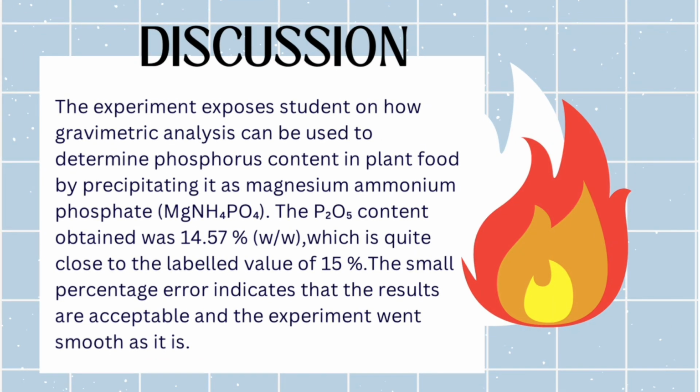And for the discussion, the experiment exposes students to how gravimetric analysis can be used to determine phosphorus content in plant food by precipitating it as magnesium ammonium phosphate. The P2O5 content obtained was 14.57%, which is quite close to the labeled value of 15%. The small percentage error indicates that the results are acceptable and the experiment went smoothly.